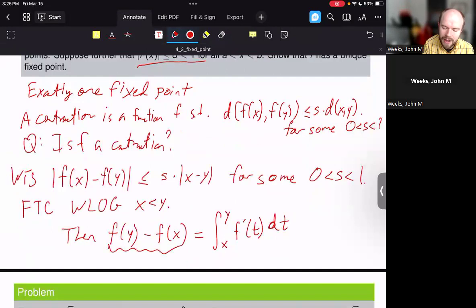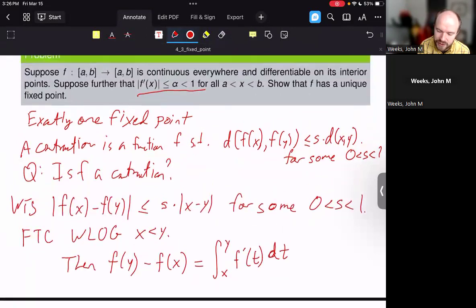So this is f of y minus f of x on the left-hand side, and this is equal to the integral from x to y of f prime of t dt. That's exactly the fundamental theorem of calculus here. Because we have a differentiable function on its interior, we know that we can apply this. Well, how is the integral going to help me? I know something about this function on the inside. The derivative function is less than or equal to alpha. So if I wanted to make a bound here, then this would need to be less than or equal to alpha times y minus x.